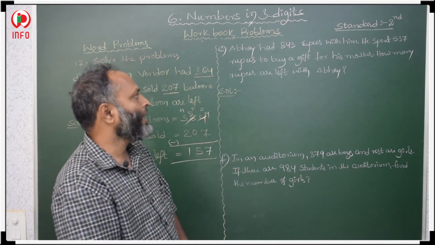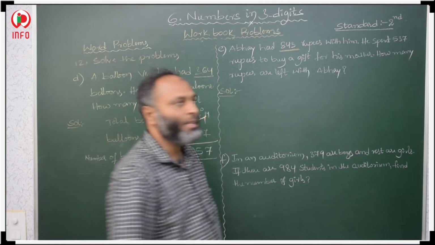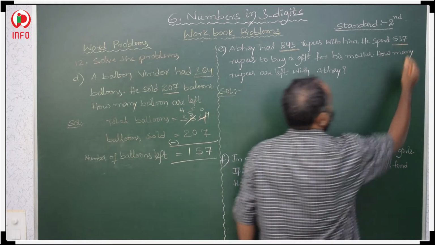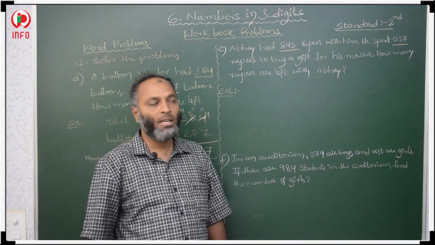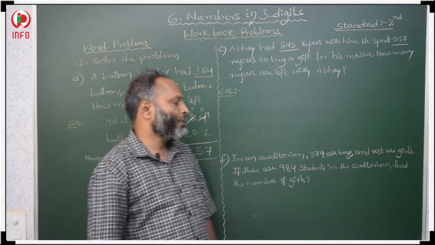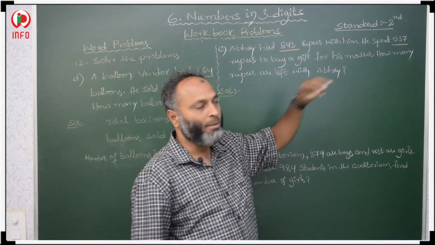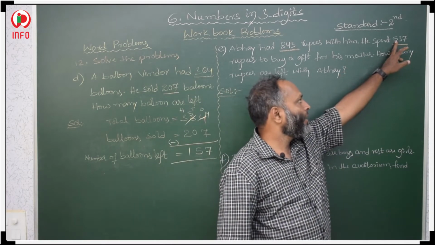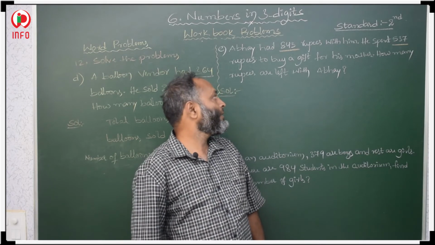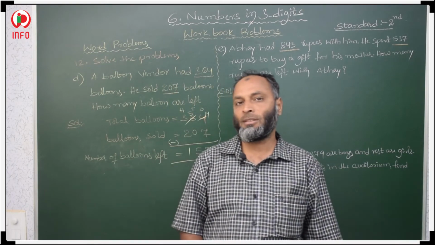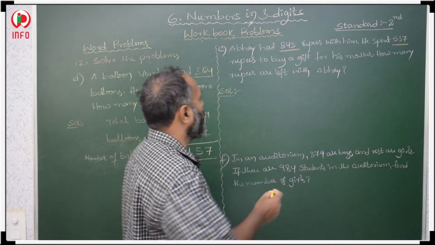In this one, Abhay had 843 rupees. Out of this amount, he bought a gift for his mother for 537 rupees. Then how many rupees are left? So in total how many rupees does he have? 843. How much did he spend? 537 rupees. Then how many rupees are left with him? Left means we have to do minus. We have to find the difference. We have to subtract. Okay.